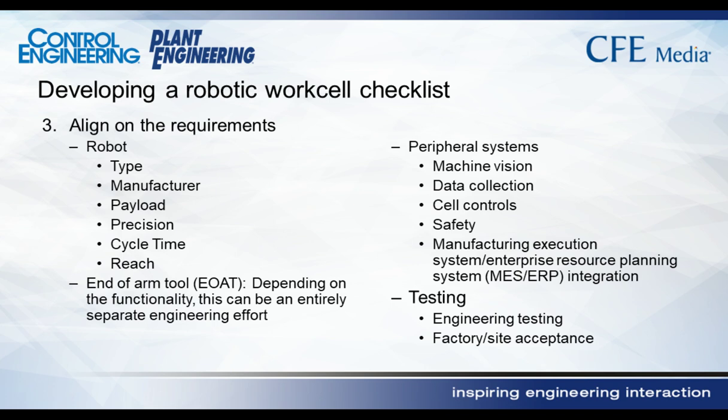Manufacturing execution system. So really understanding and defining where the data is flowing into this cell and out of this cell. If you have a manufacturing execution system where part data will be read into the cell and the robotic tasks will be performed based on this incoming information. If you're writing information back to an MES or ERP system, really making sure that those things are defined up front.